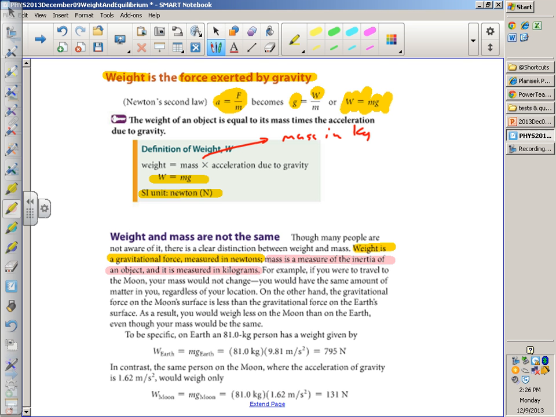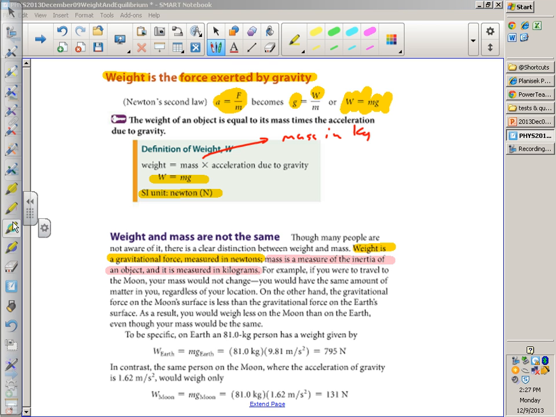Things that are heavy have a lot of inertia. They are hard to get moving. That's why it's hard to push heavy things. But they are also harder to stop, right? However, how hard or easy it is to start or stop something does not depend on the location of that object. But weight, defined as the gravitational force, does depend on location.